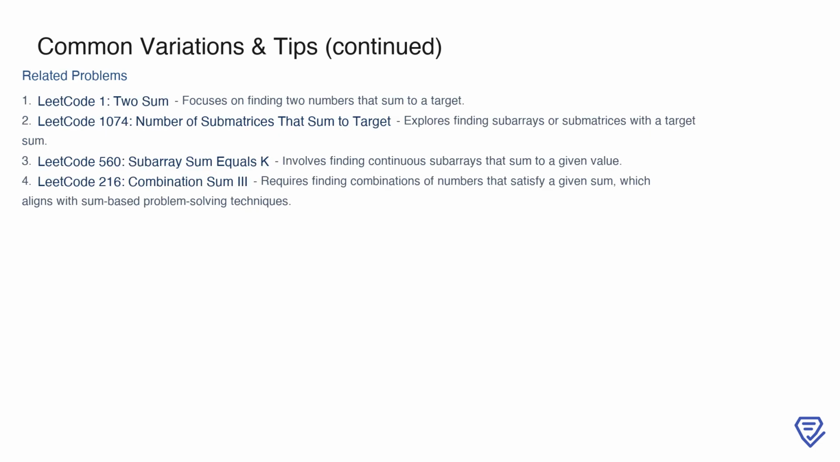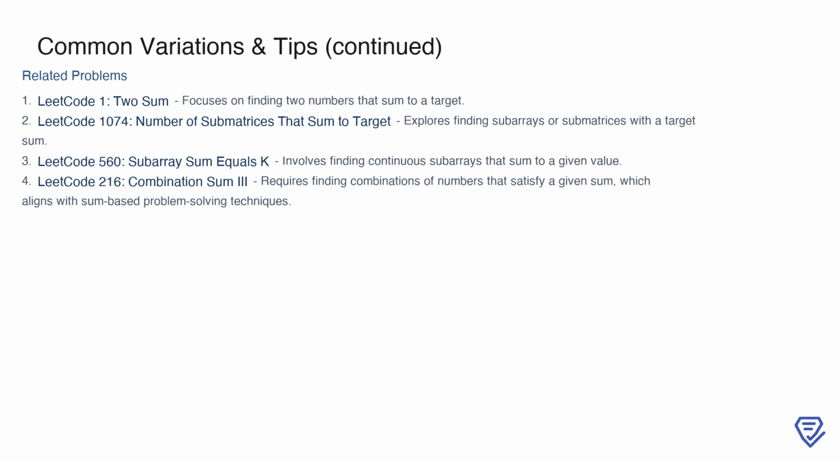This problem shares similarities with several related problems that focus on sum-based techniques. For example, LeetCode problem 1, Two Sum, involves finding two numbers that add up to a specific target. Similarly, LeetCode problem 1074, Number of Submatrices That Sum to Target, extends the concept to finding subarrays or submatrices with a given sum. Another related problem is LeetCode problem 560, Subarray Sum Equals K, which requires identifying continuous subarrays that sum to a target value.